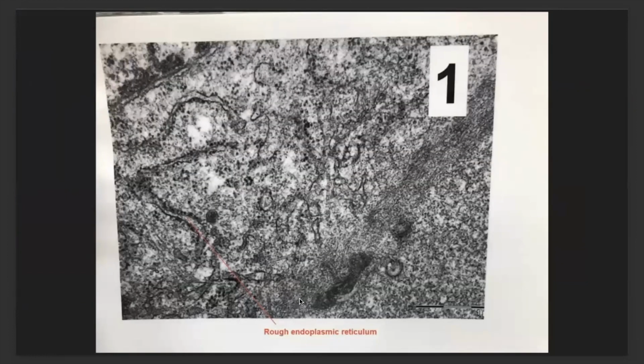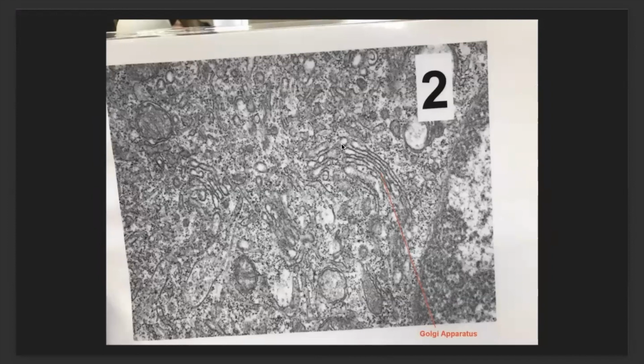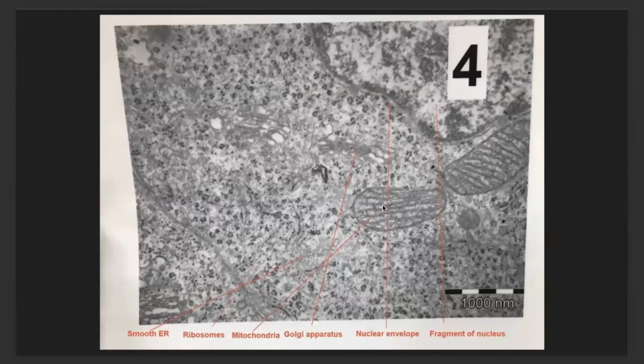Now here, in this, we have to recognize that there's a rough endoplasmic reticulum right here. We know that these ribosomes are around it. That gives it this rough look. So that's the rough endoplasmic reticulum. Here we found Golgi apparatus right here and maybe here. Here we have mitochondria. We have the nucleus, the fragment of the nucleus. We have the nuclear envelope right here. We have the Golgi apparatus.